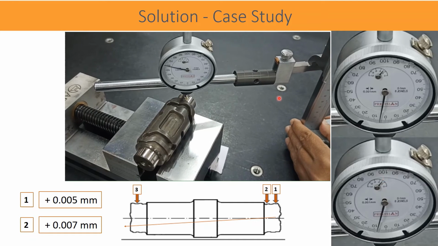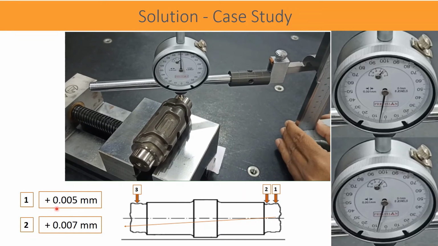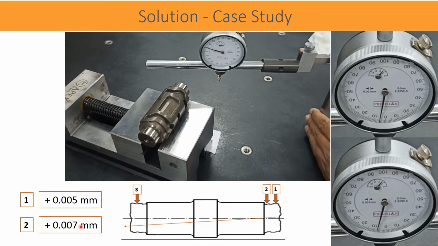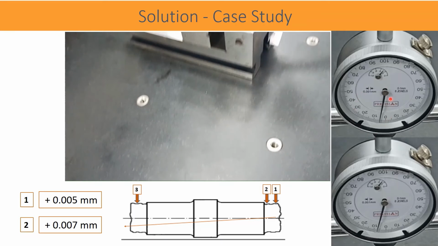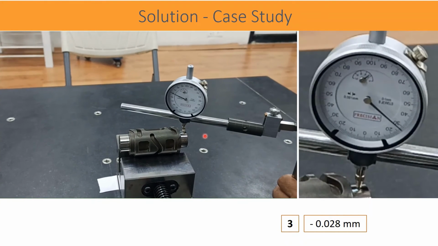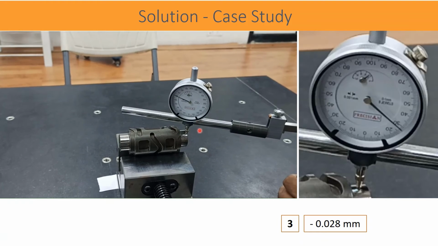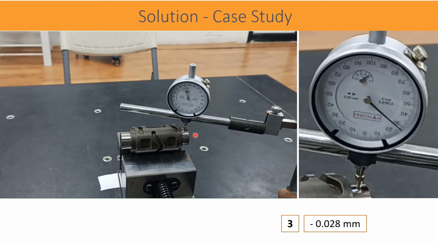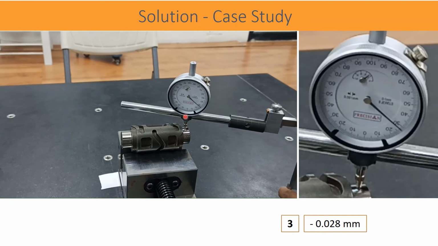After the alignment, the difference remaining is 2 microns. The calculation is done like the difference of 7 micron at location 2 and 5 micron at location 1, and the absolute difference between them is 2 micrometer. In the same setup, the observation noted at location 3, that means the cylinder at the other end, in the aligned condition is 28 microns in the negative direction.